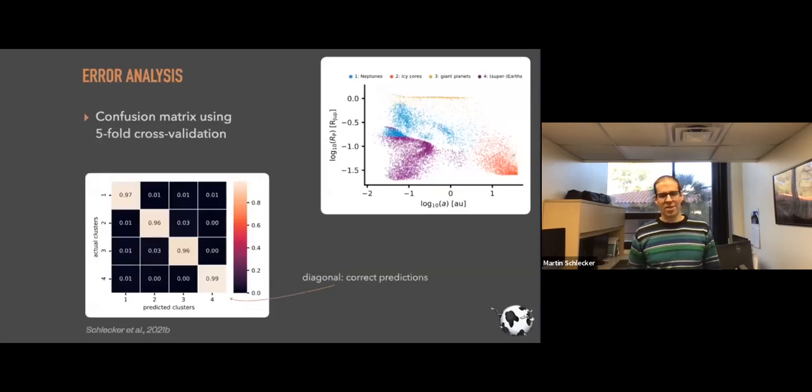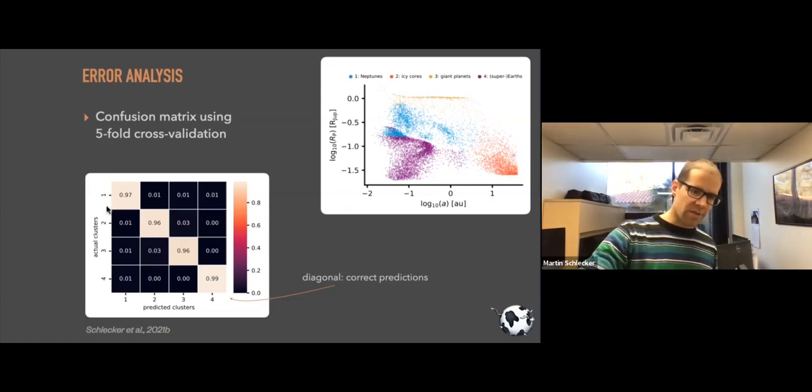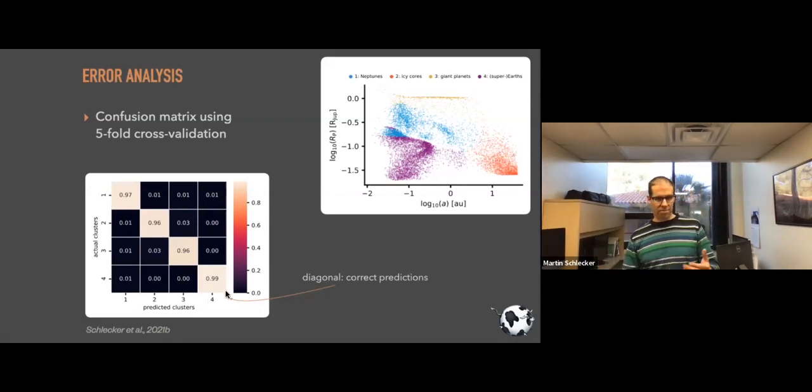And we can look at these mistakes of the classifier in a confusion matrix, where for each actual cluster, here on the vertical axis, I have the actual cluster of the planet, and on the horizontal axis, the predicted cluster, the cluster that was predicted. And most systems here fall on the diagonal, so that means, of course, a correct classification. But it's interesting, again, to see where the model is wrong.